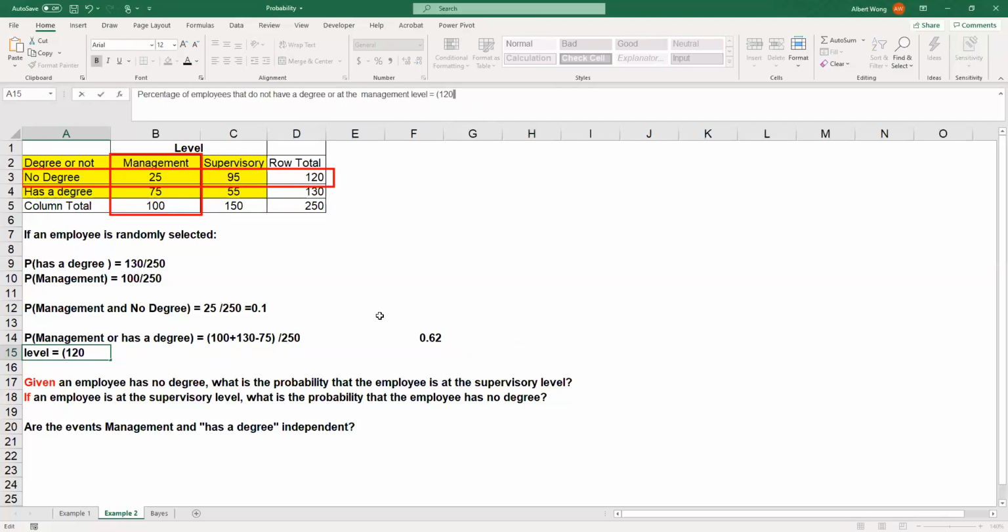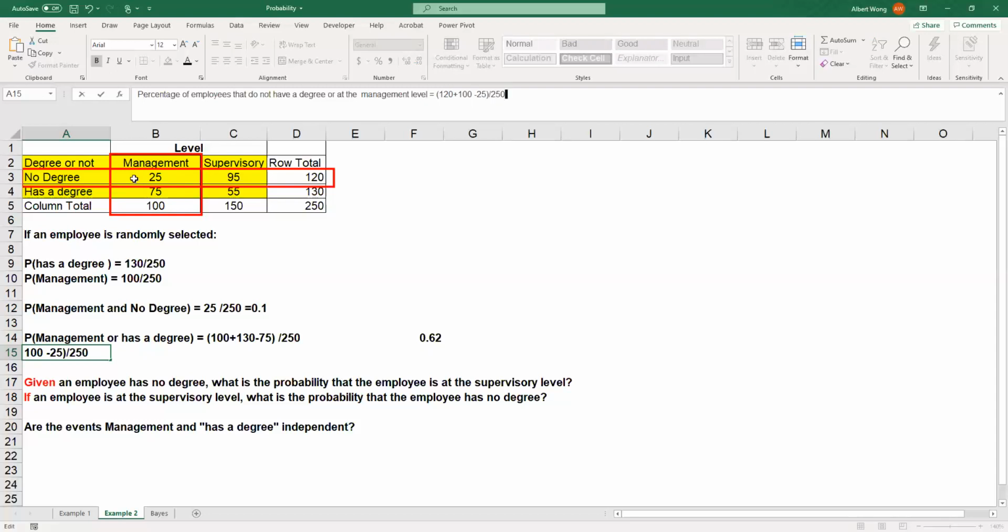On the other hand, we are also looking at employees who are at the management level. How many of them are at management level? 100. But then if we do that, what happened? Well, when we count 100, we count 25 and 75. When we count no degree, we count 25 and 95 to get 120. So 25 is counted twice. So 25 is the double count. The intersection is the double count. So you have to take that away. So minus 25. And then the bottom, of course, is 250.